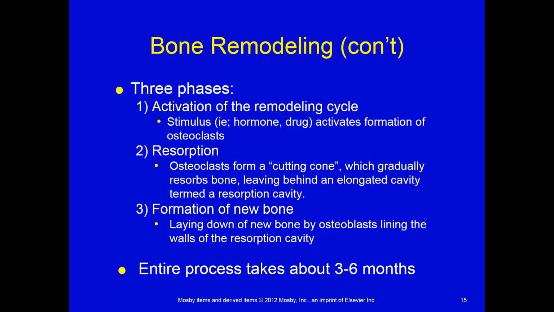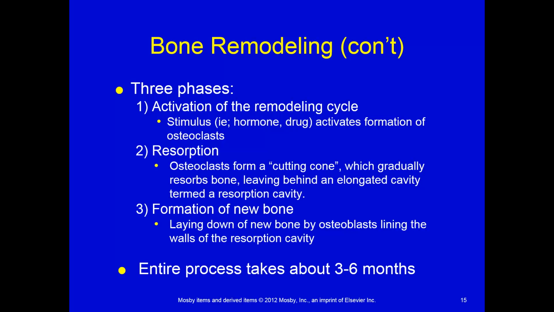So there's some sort of stimulus. Maybe it's hormones from the body. Maybe it's a drug coming from the outside that activates the formation of osteoclasts and therefore the osteoclast activity. So then the actual resorption occurs. You have osteoclasts digging out those little cones in the bone, which I talked about, which gradually resorb the bone, leaving behind an elongated cavity that's termed a resorptive cavity. After that process, after step 2, there's now room. There are now little cones there waiting for the osteoblasts to come in and form new bone.